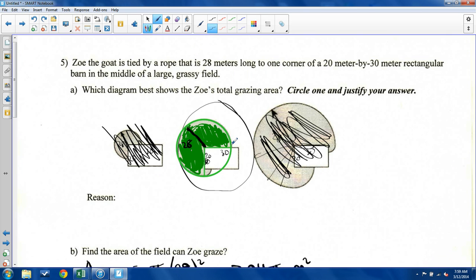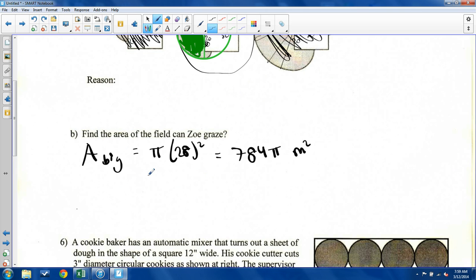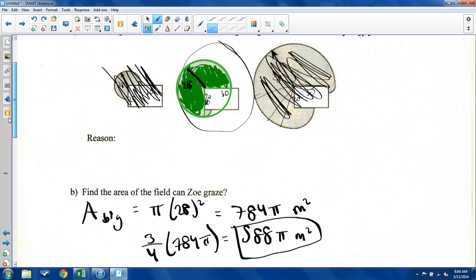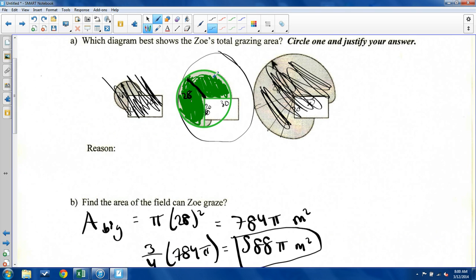Now, I need to look at 3/4 of it, though. I need to look at this part. So I need to take 3/4 of 784 pi. And that is 588 pi square meters. So the area of this shaded portion, the area of the green, is 588 pi. That's the grazing area Zoe can get until she's restricted by the walls.